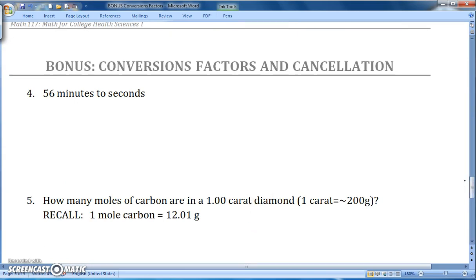Suppose I wanted to convert between minutes and seconds. Again, the first thing I need to know to get started is how many minutes there are in a second or how many seconds there are in a minute. 1 minute is equal to 60 seconds. Using this information, we can set up a conversion factor and convert between 56 minutes into seconds.